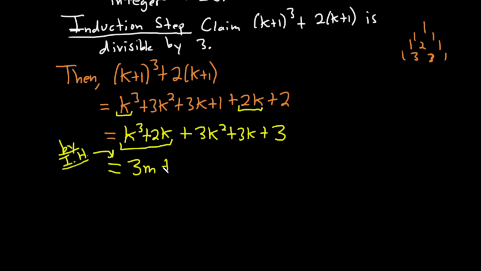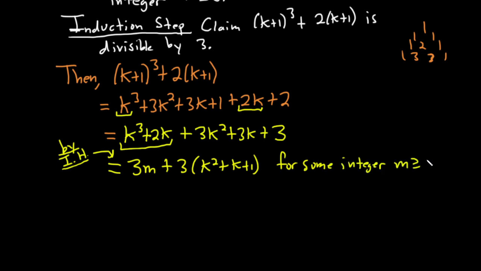And here, look at this, we can pull out a 3. So this is k squared plus k plus 1. I want to emphasize why, right? It's because k cubed plus 2k is divisible by 3. In other words, it's a multiple of 3, so we can write it as 3 times m for some integer m greater than or equal to 0. And now we can pull out a 3 here. So this is 3 times (m plus k squared plus k plus 1).